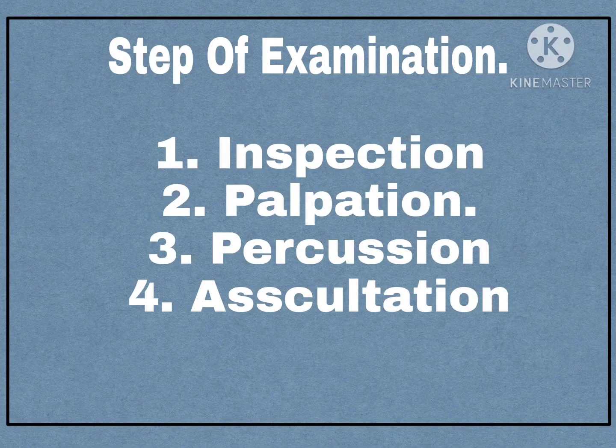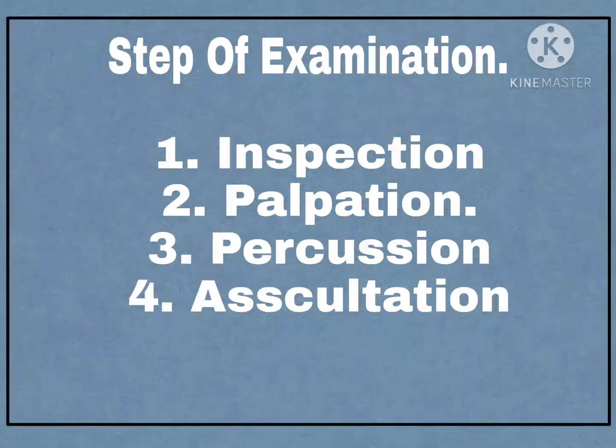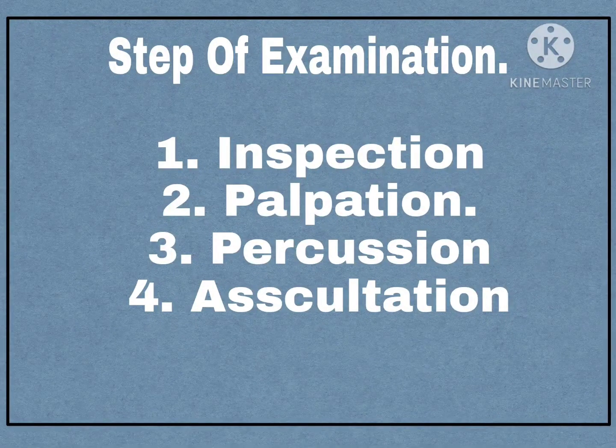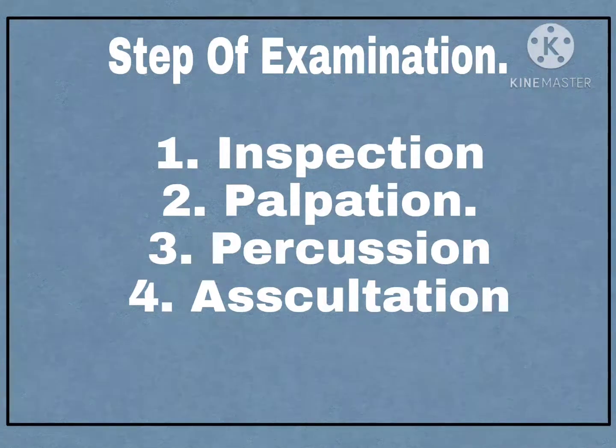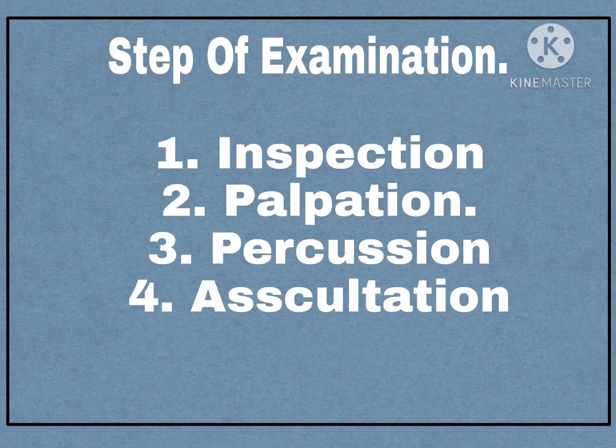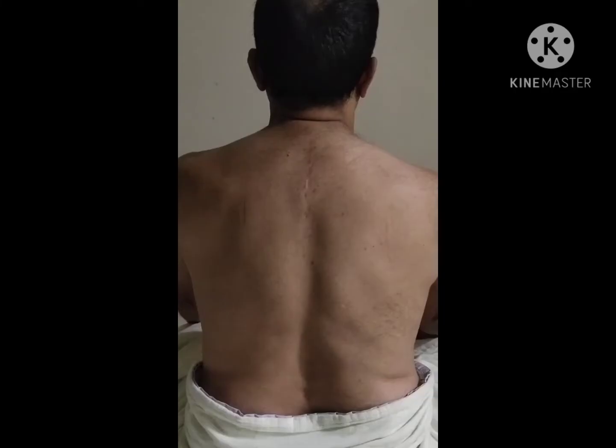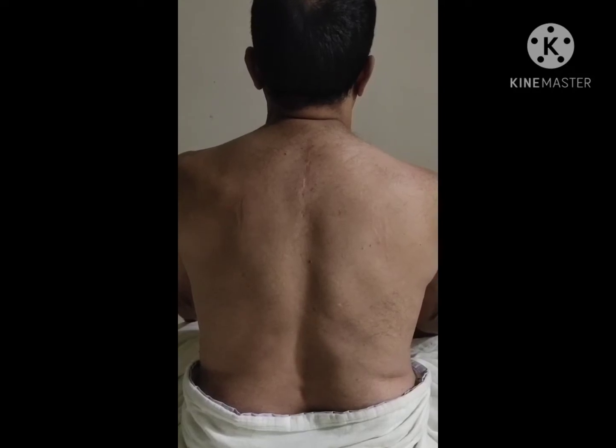The first is inspection, the second is palpation, the third is percussion, and the fourth is auscultation. In the order of these four, we are going to examine the anterior and the posterior thorax of the patient.